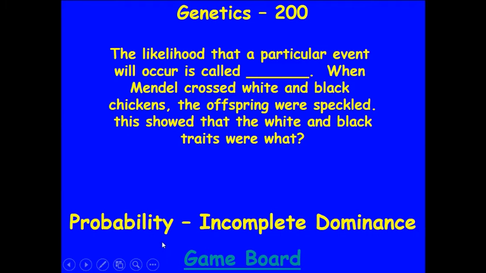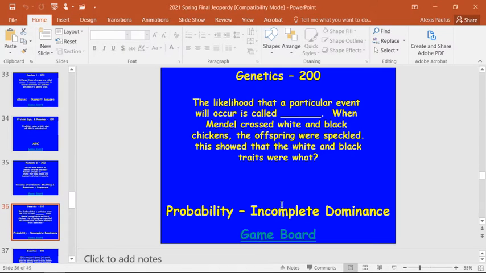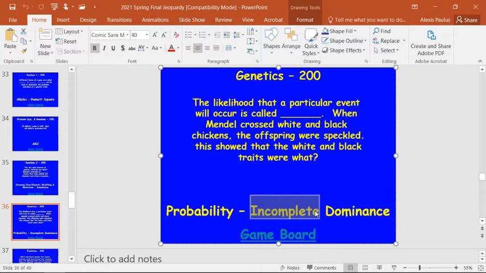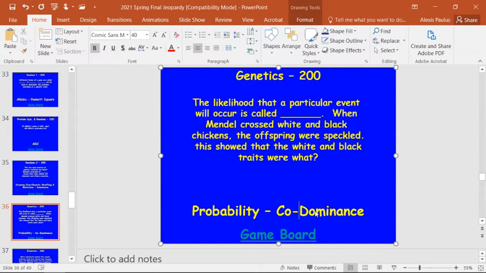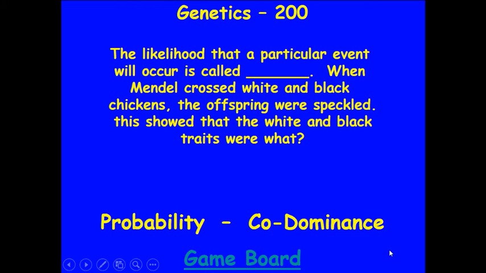So that's called probability, the likelihood that an event's going to occur. And oh my goodness, this is incorrect. Hold on, this is co-dominance. My bad. Co means together. That means both of the dominant traits are going to be together in the offspring. Incomplete dominance is when you have a blend. It's red flowers, white flowers, you get pink flowers. So, my bad on that mistake. Co-dominance.